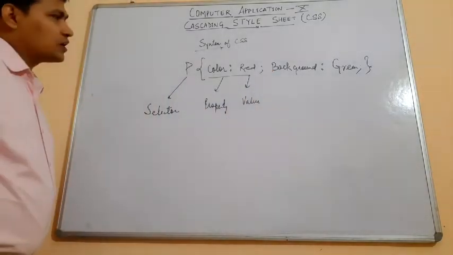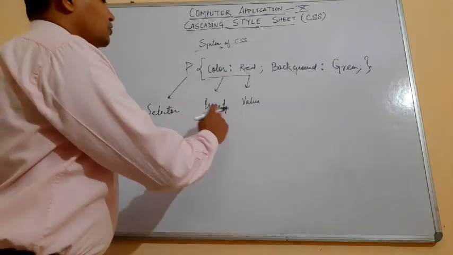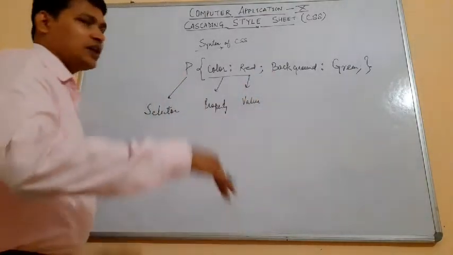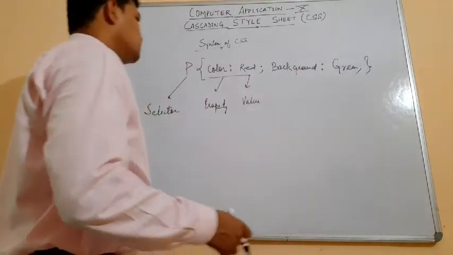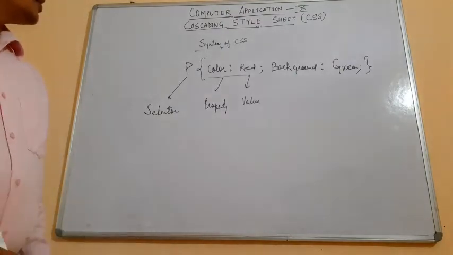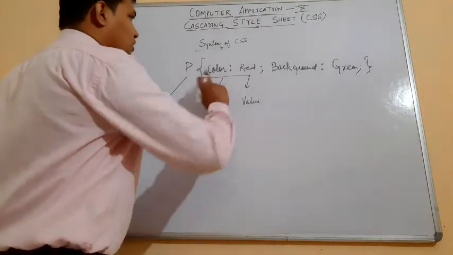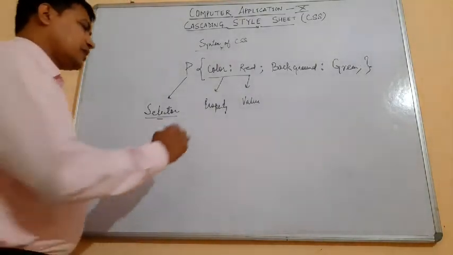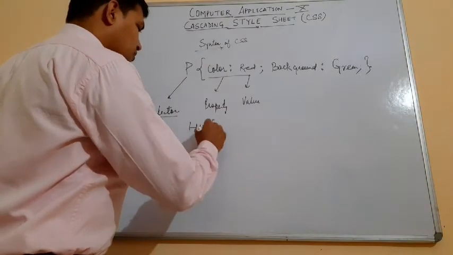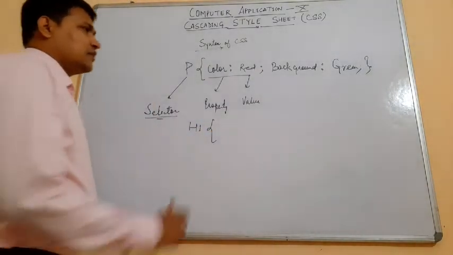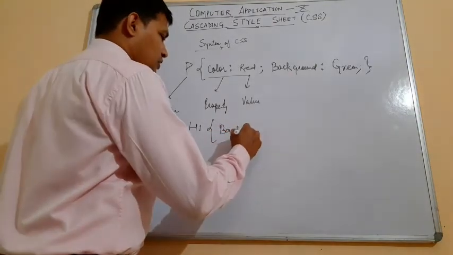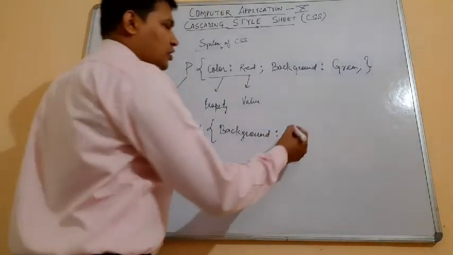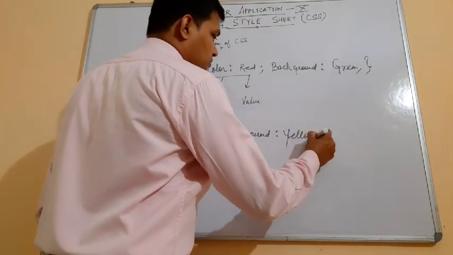When you use a property, then its value, and after that a semicolon, you can use another property and then another value. In CSS, first of all, you have to define the selector where you want to apply the property. The selector can be any tag. For example, H1. Then background is called the property. For example, yellow is the color.